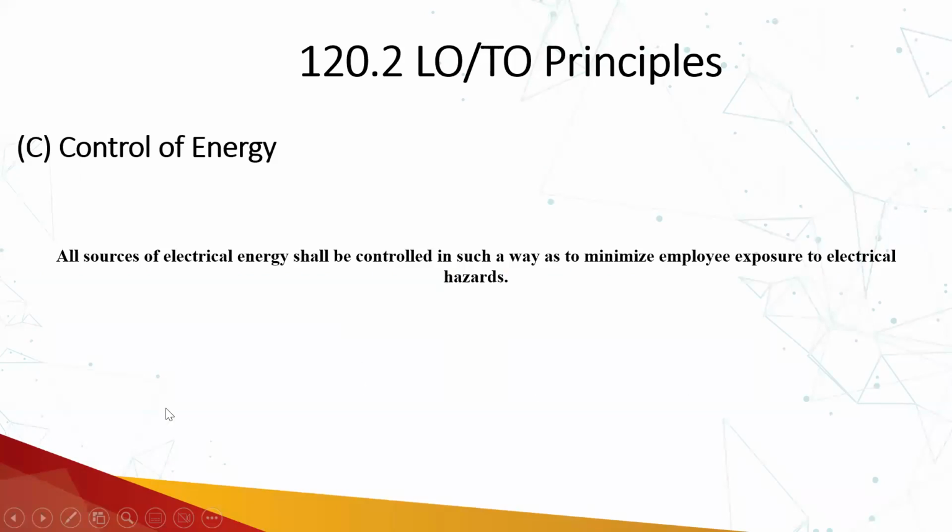Control of energy. All sources of electrical energy shall be controlled in such a way as to minimize employee exposure to electrical hazards. So if we have different types of sources of electrical energy, maybe two sources feeding the same bus, or one supply coming from the utility, another from our own solar generation, another from our UPS system, etc. All sources of electrical energy need to be controlled in order to minimize the employee exposure to electrical hazards.